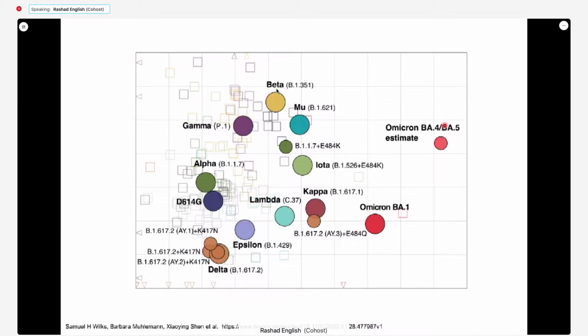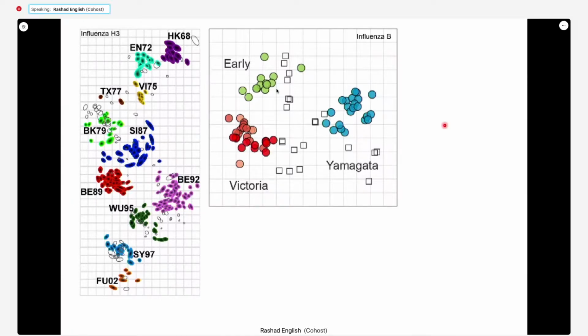Let's put that in perspective with influenza virus evolution. On the left here is the antigenic evolution of the H3 influenza viruses from 1968 through to 2002. And on the right is the influenza B antigenic map that Kuan-Fu showed yesterday with the early Victoria and Yamagata antigenic clusters. The grid in the background, I'm not sure if it comes across on that projection, is a twofold dilution in whatever assay is being used. In this case, it's the HI assay.